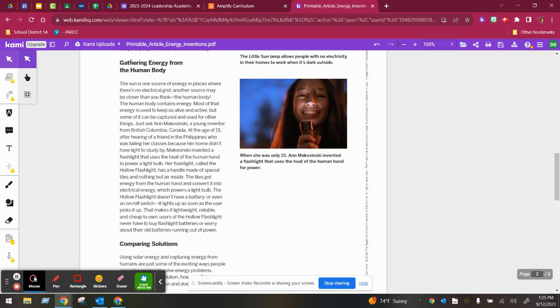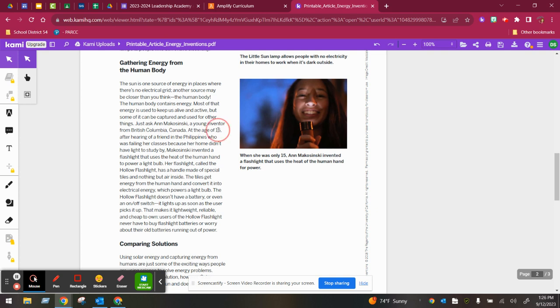Next section, gathering energy from the human body. The sun is one source of energy in places where there's no electrical grid. Another source may be closer than you think: the human body. The human body contains energy. Most of that energy is used to keep us alive and active, but some of it can be captured and used for other things. Just ask Anne Makowsinski, a young inventor from British Columbia, Canada.